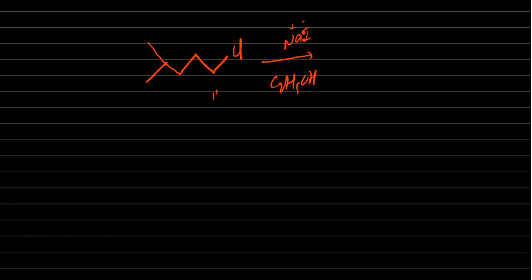Here the problem is both are nucleophiles. I minus and ethyl alcohol both are nucleophiles. So a nucleophilic substitution reaction takes place. Iodine minus.